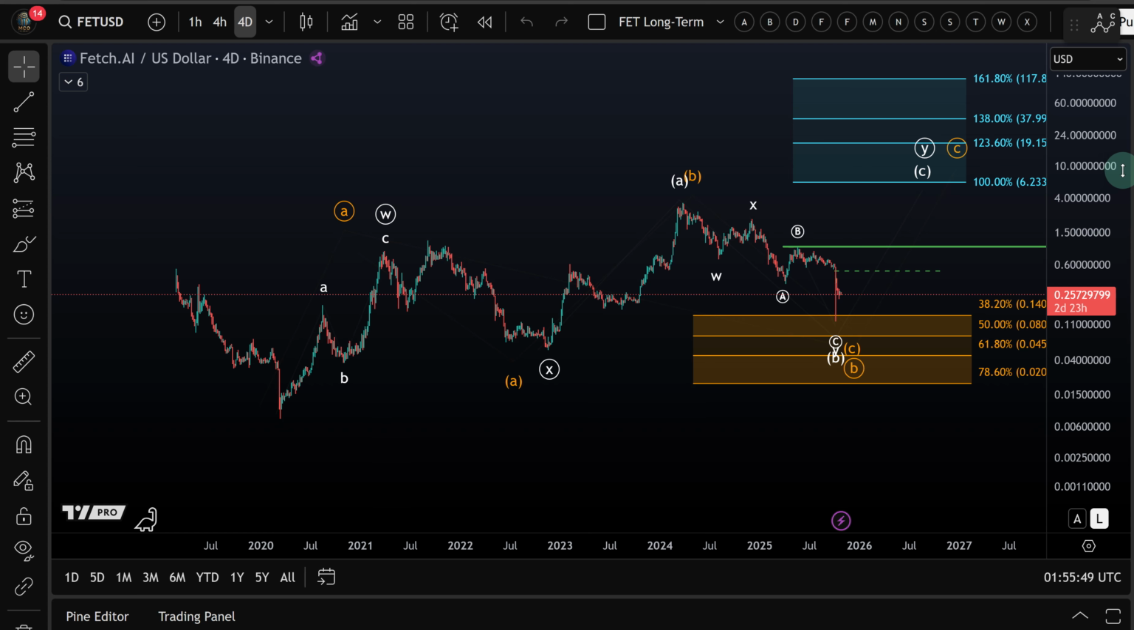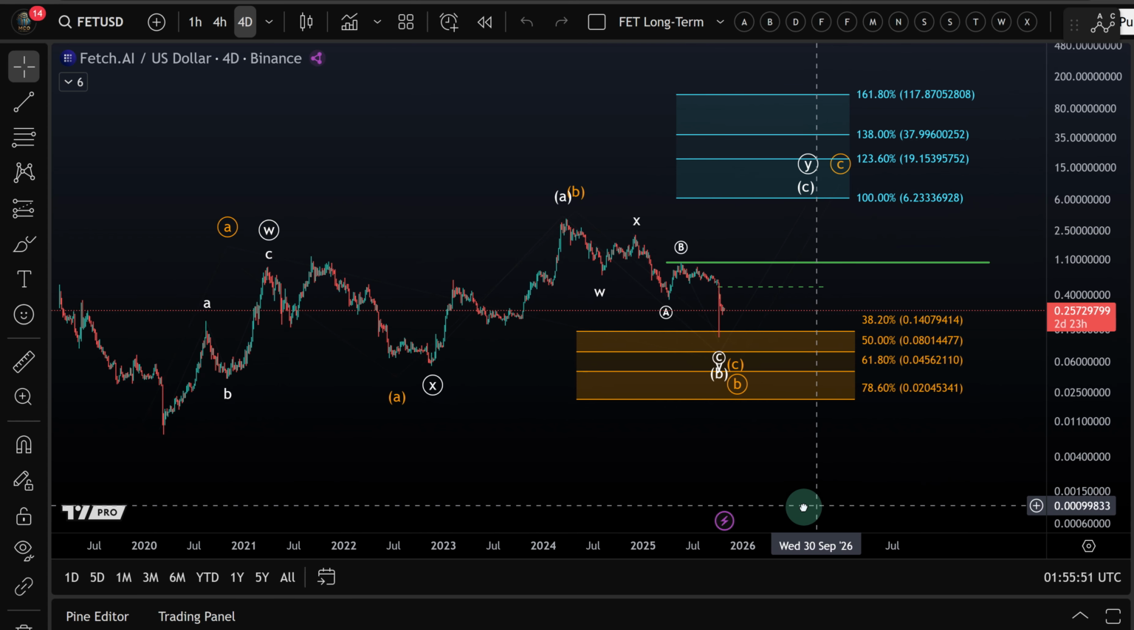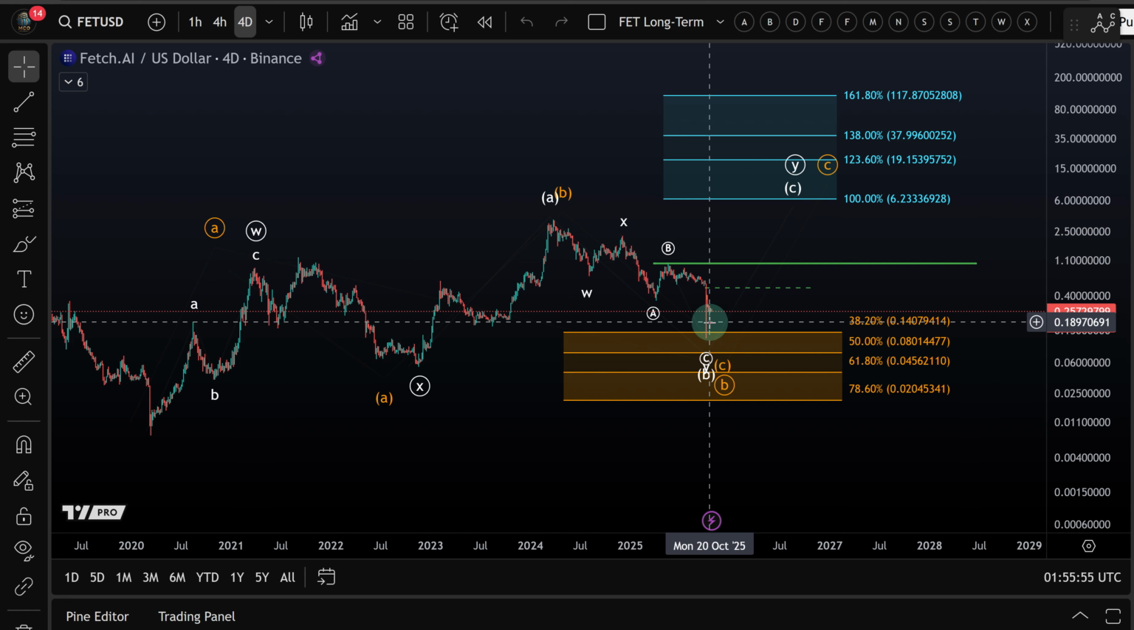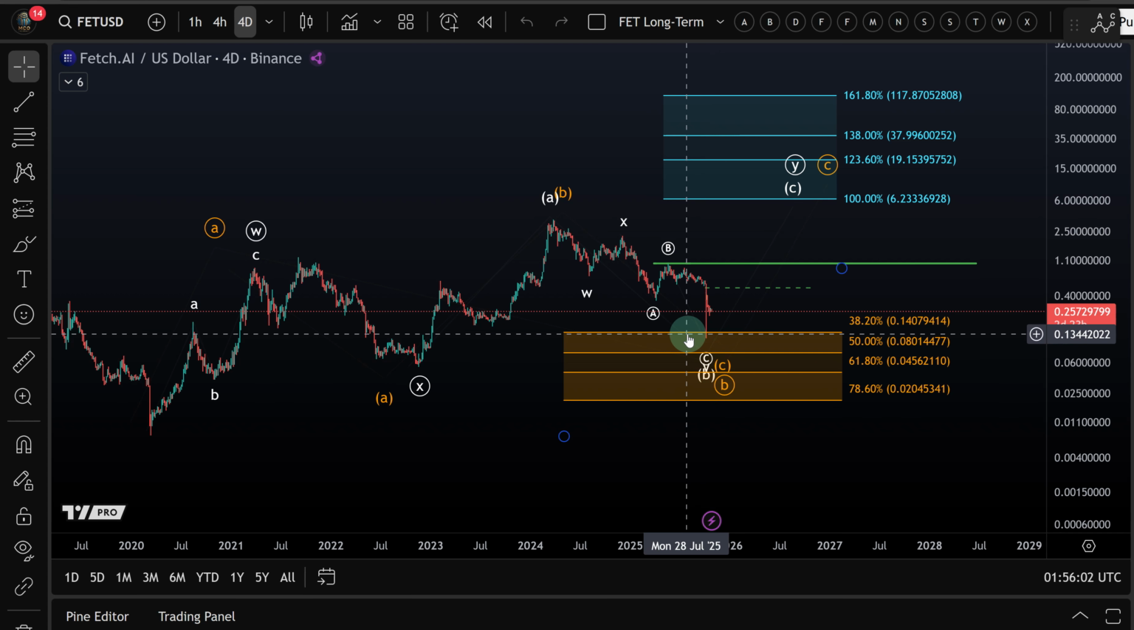I'm here on the FET 4-day chart. As you can see here, nothing has changed compared to the previous videos. The smaller time frame obviously reveals the detailed wave pattern, so we're going to take a look at that in a minute, but it's always a good reminder of what is going on here on the larger time frame. So therefore it's always good to have that reminder.